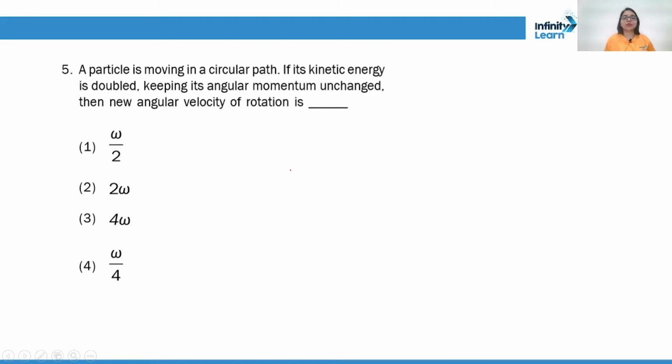Next question is question number 5. A particle is moving in a circular path. If its kinetic energy is doubled, keeping its angular momentum unchanged, the new angular velocity of rotation is. So let's assume that the initial moment of inertia is I and the initial angular velocity is omega, and the final angular velocity is omega dash and the final moment of inertia is I dash. Now according to conservation of angular momentum, I omega equals I dash omega dash.